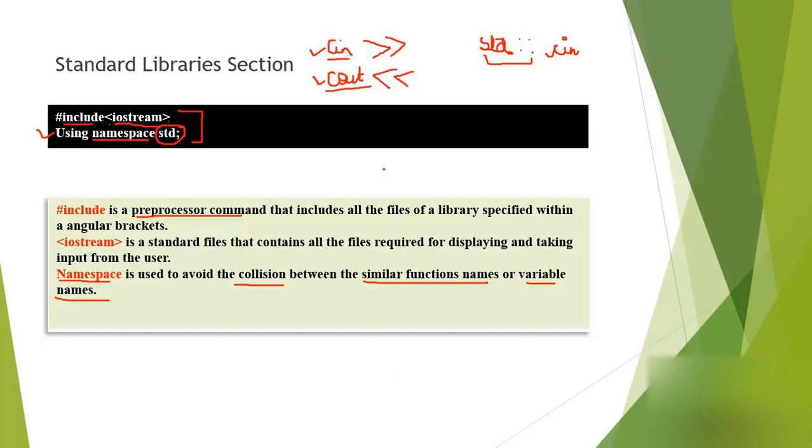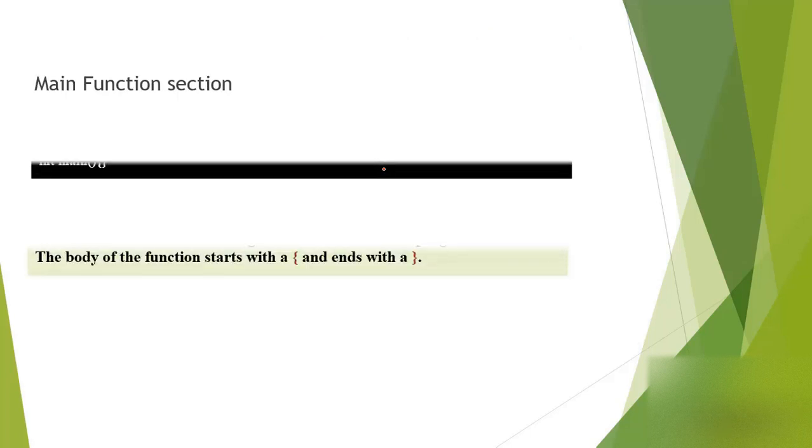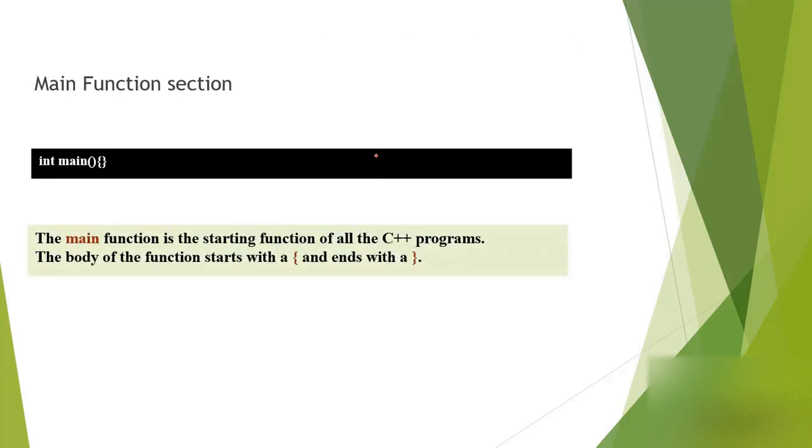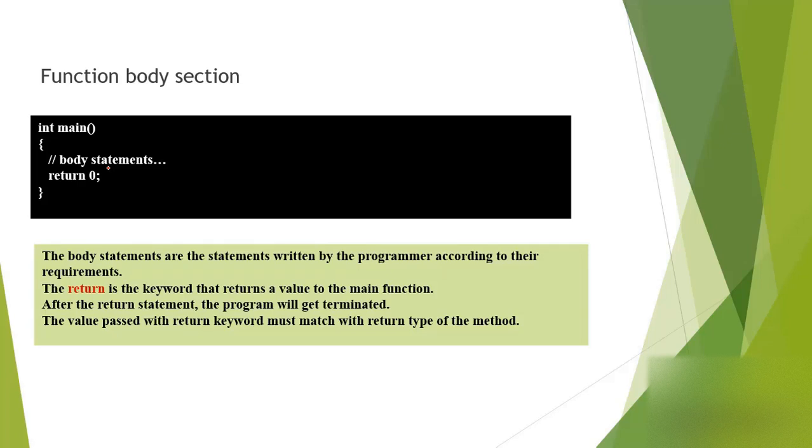The next section is the main function section. Here the main function is the starting or the beginning function of all C++ programs. And here int is the return type of the main function, and the body of the function starts with the opening of the curly bracket and ends with the closing of the curly bracket. The next section is the function body section.